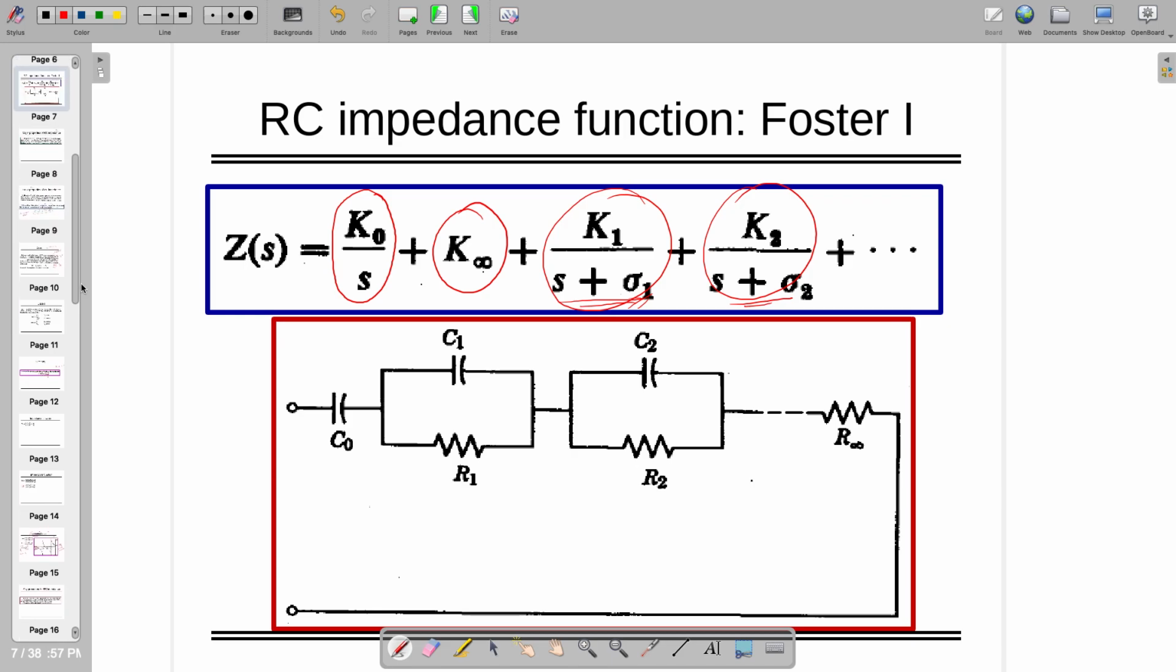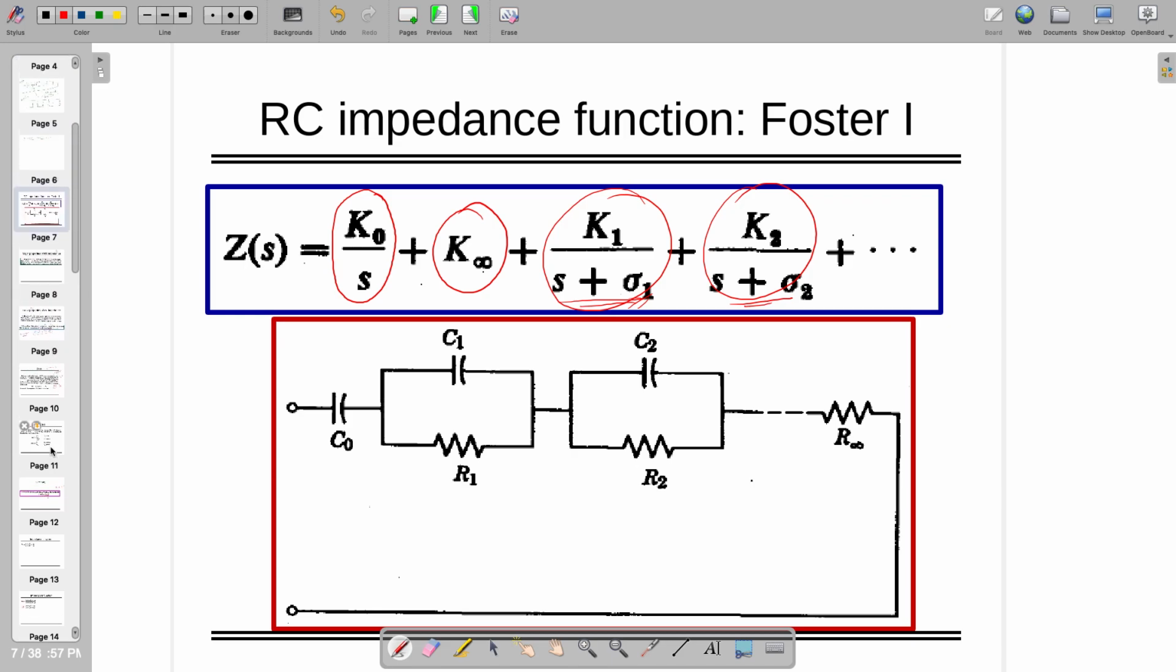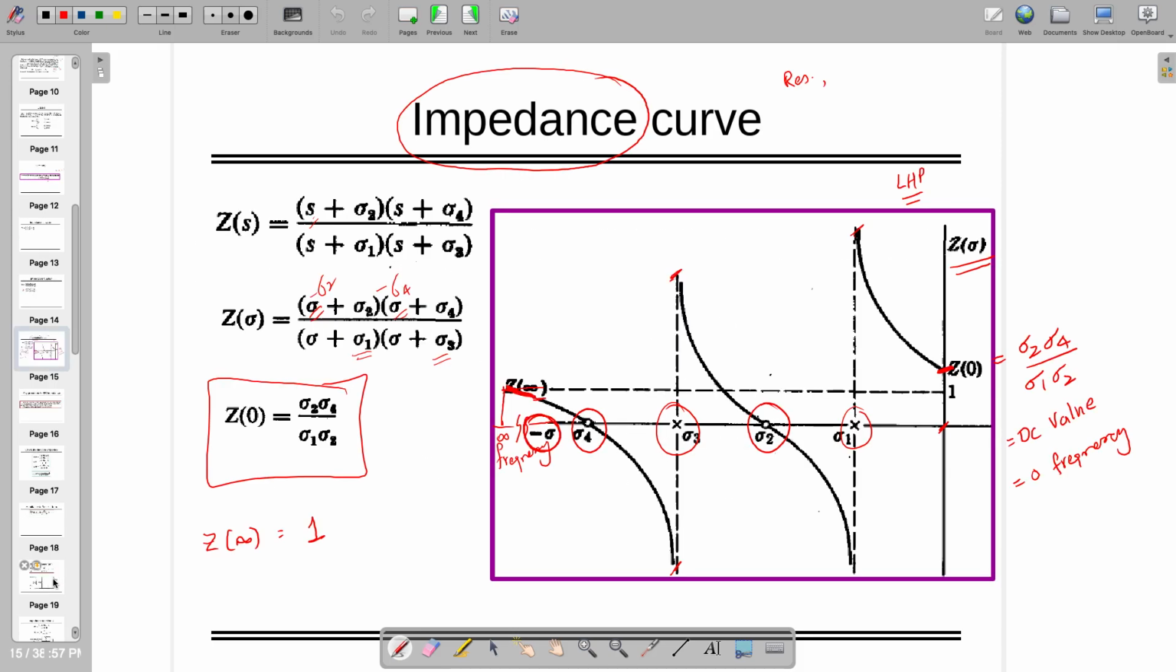I'm trying to answer what you are questioning for the impedance function. Okay.